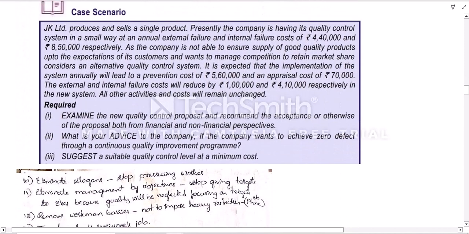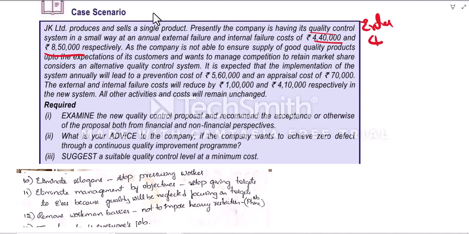JK Limited produces and sells a single product. Presently, the company is having its quality cost control system in a small way at an annual external failure and internal failure cost of 4 lakh 40,000 and 8 lakh 50,000. So, what is the external failure cost now? 4 lakh 40,000. Internal, 8 lakh 50,000.